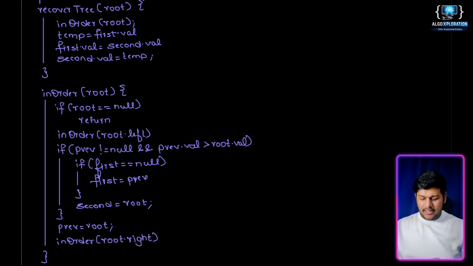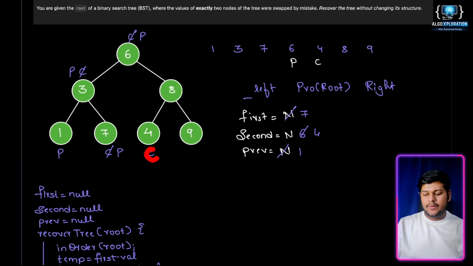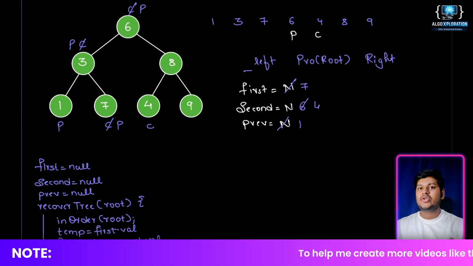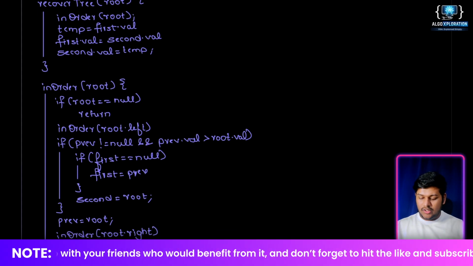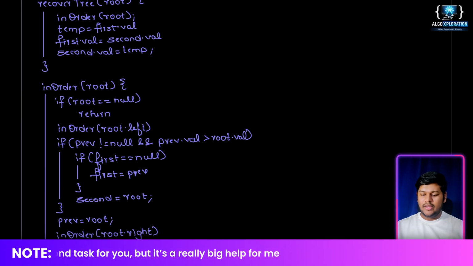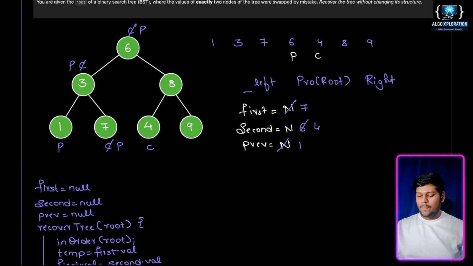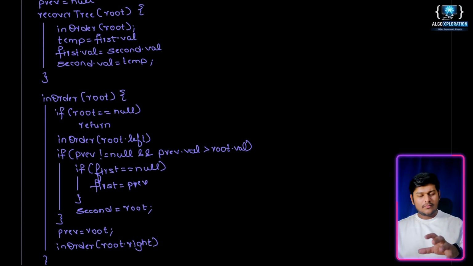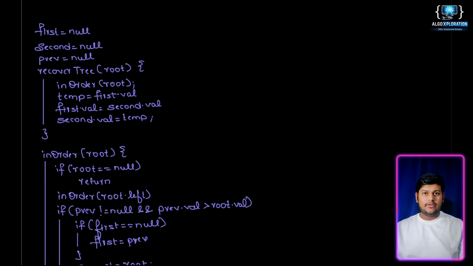Now, if there is a second violation, where the previous is greater than the current and first is already not null, then the current node is stored in second, which we have seen in this case. I hope that you got it. This was the code. Again, if you didn't understand, I highly recommend that you try to run it by yourself as well.